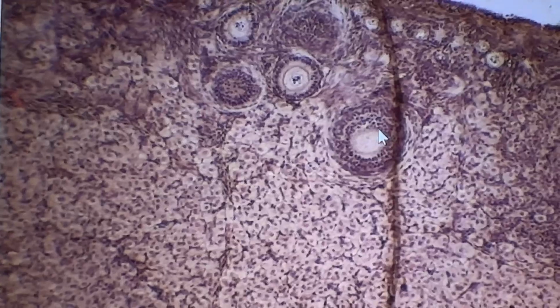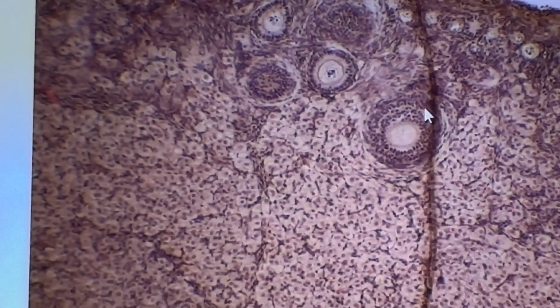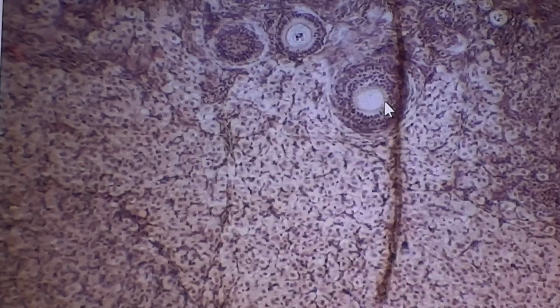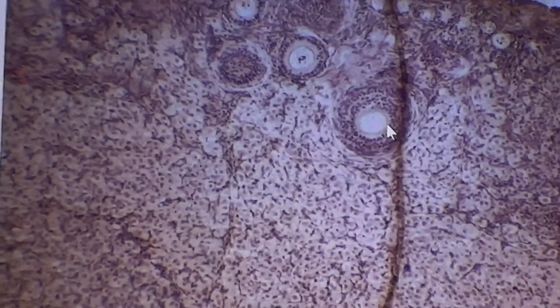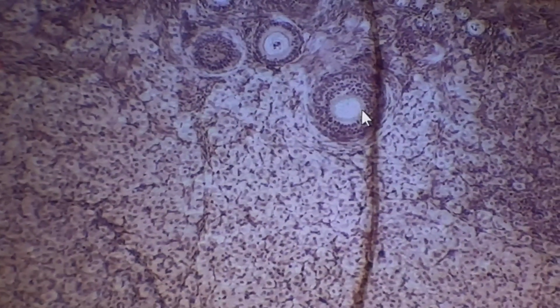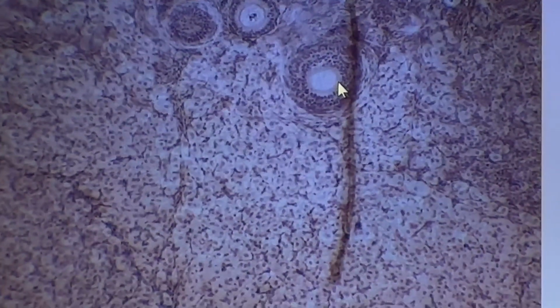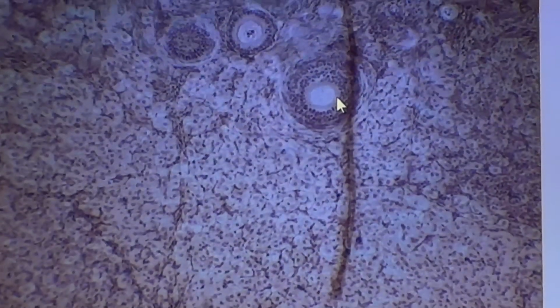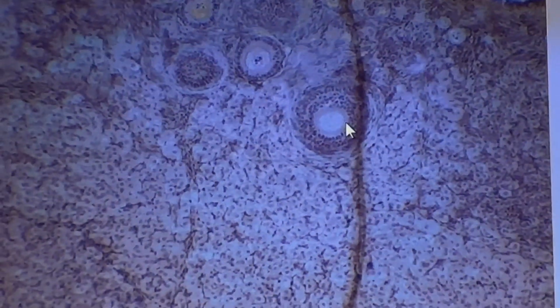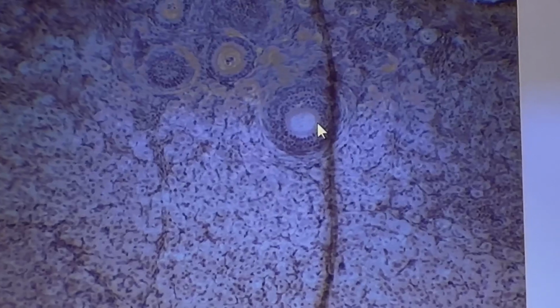Also in this slide you can see the zona. This is a numerous non-cellular layer between the granulosa cells and the primary oocyte. This is called the zona pellucida. So if I point here, you say this is the zona pellucida, non-cellular, between the granulosa cells and the primary oocyte, which is derived from the granulosa cells and the primary oocyte.